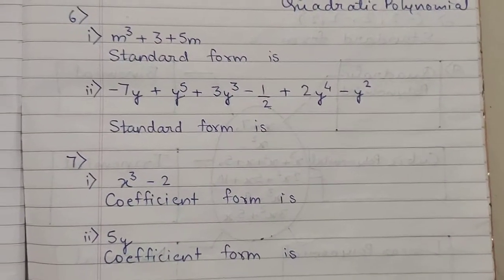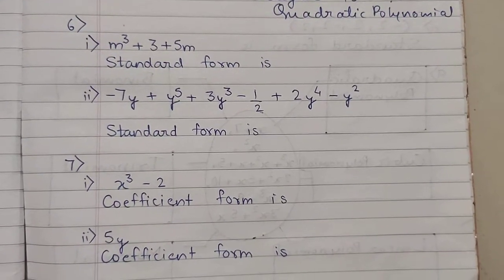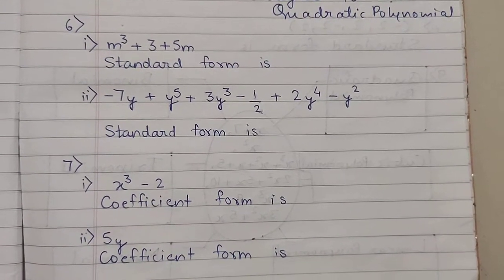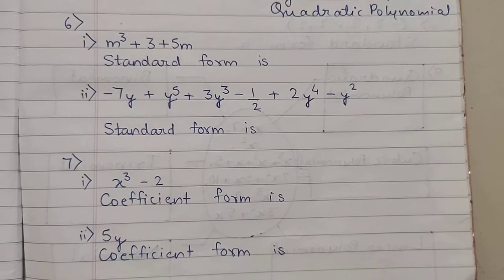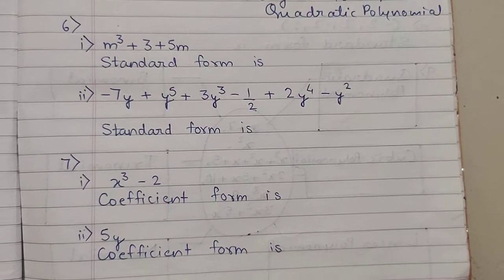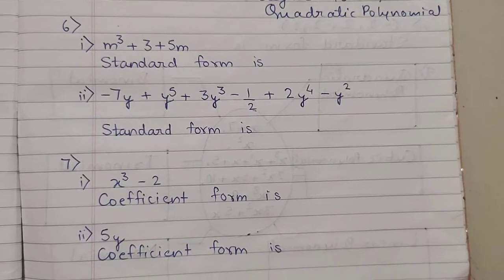Now today we will learn how to write your polynomial in standard form, and after that we will learn how to convert coefficient form into index form or index form into coefficient form. So let us start today's topic. So students, already we have completed till question number 5. Now today we will solve question number 6, question number 7, question number 8 and question number 9.